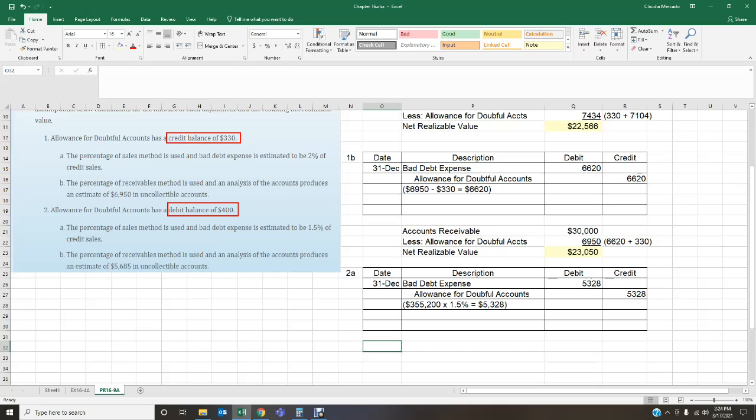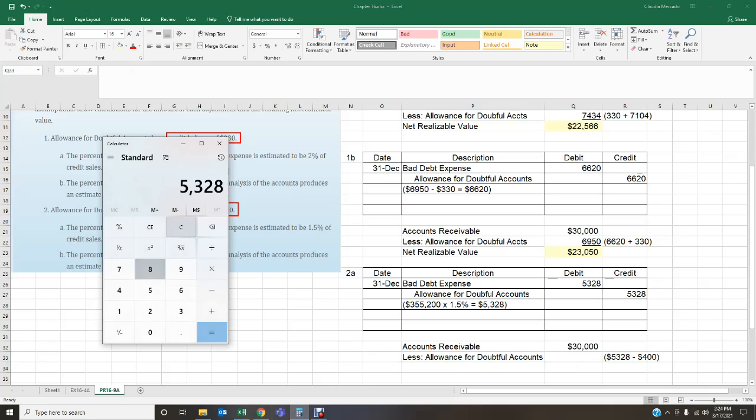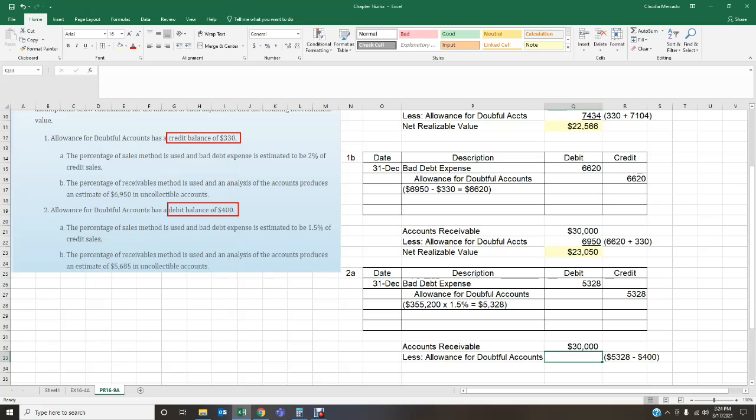Now we need to figure out our net realizable value. I'm going to start off with my accounts receivable, which was 30,000. Then I'm going to subtract my allowance for doubtful accounts. Here we have to be careful. We just put into our account 5,328, and our account was already short because we had a debit balance. My account was short $400, so I'm going to subtract that shortage. The amount I have in my allowance for doubtful accounts is 5,328 minus the 400 I was short. That means I have 4,928 in my allowance account.